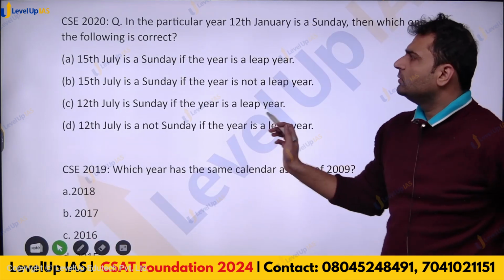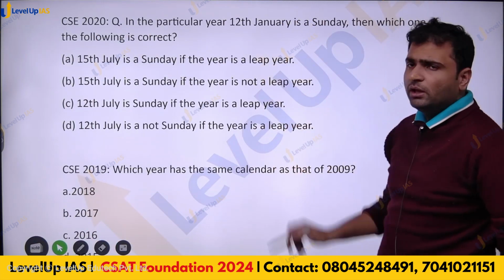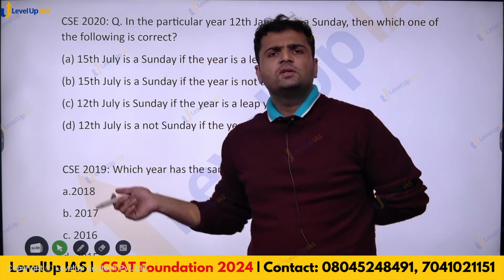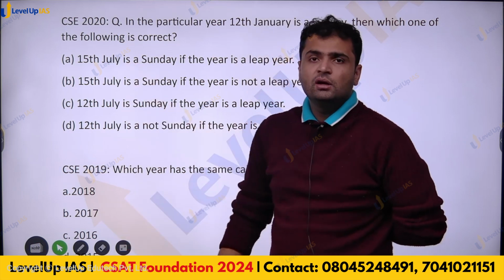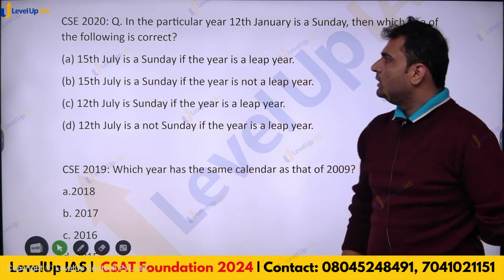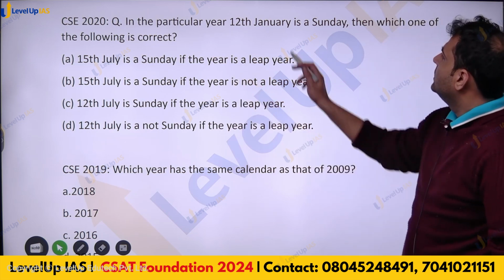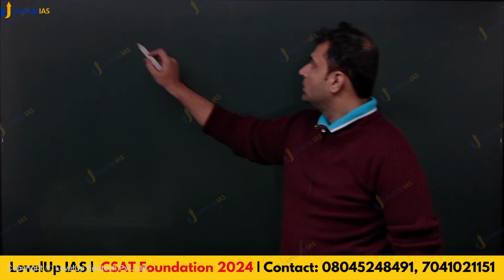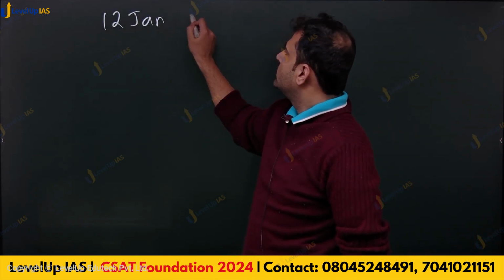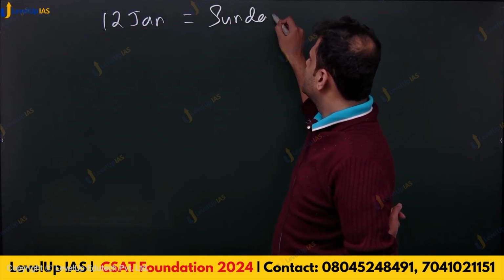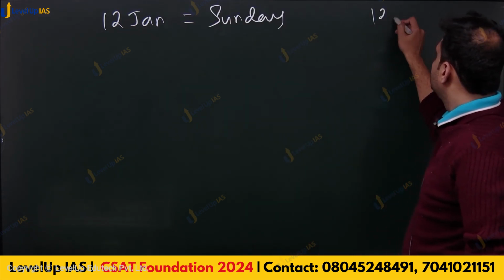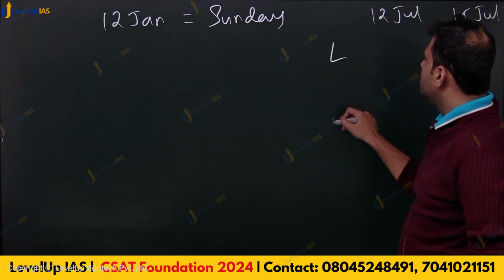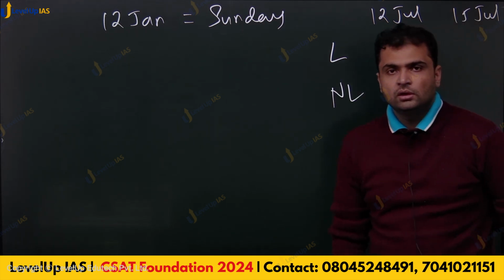Next question, again similar theme. We have in a particular year 12th January is a Sunday, then which of the following is correct? We want to find out what days are there on 15 July and 12 July, depending on year is leap or not. We are given 12th Jan is equal to Sunday. You want to comment on 12 July and 15 July in two cases, when it is leap year, when it is non-leap year. Fine.